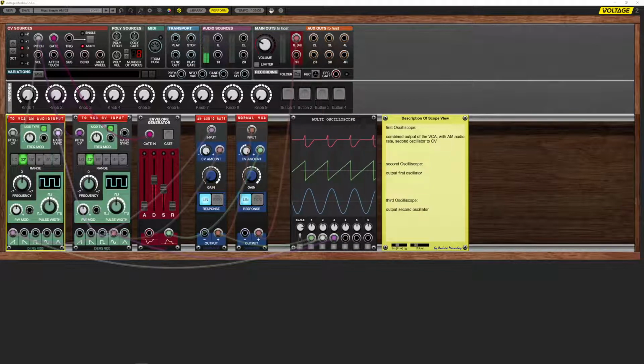Welcome to my first tutorial with a voiceover. Well, this is a very basic audio rate amplitude modulation example. And as you see, immediately, I hope, it is quite simple.